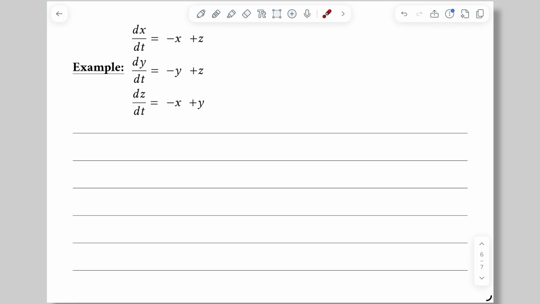Our final system for this set of videos also is a 3x3. We have dx/dt equals negative x plus z, dy/dt equals negative y plus z, dz/dt equals negative x plus y. I'd like for you to solve this, take it as far as you can, come back, we'll talk about it.